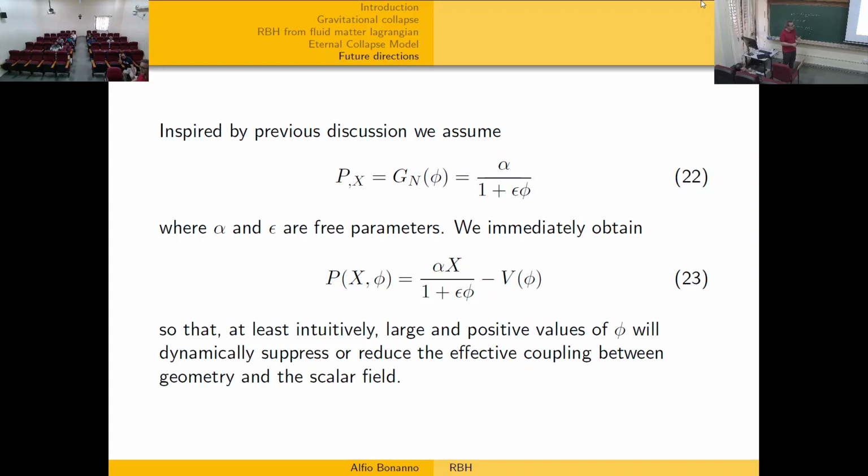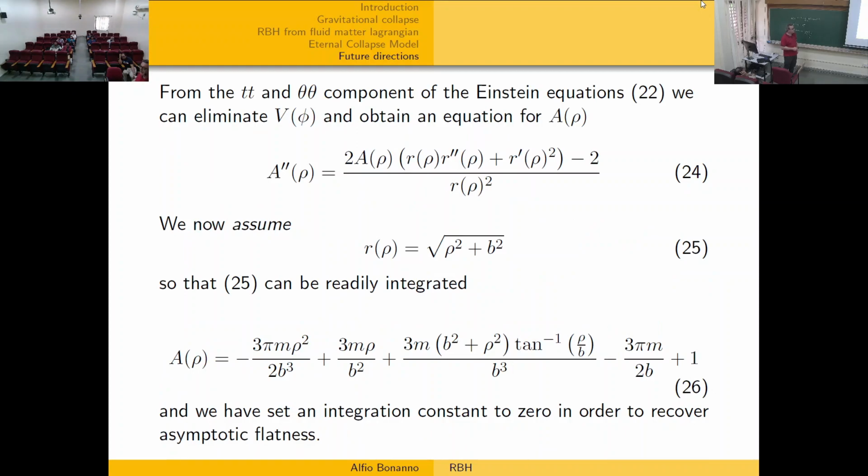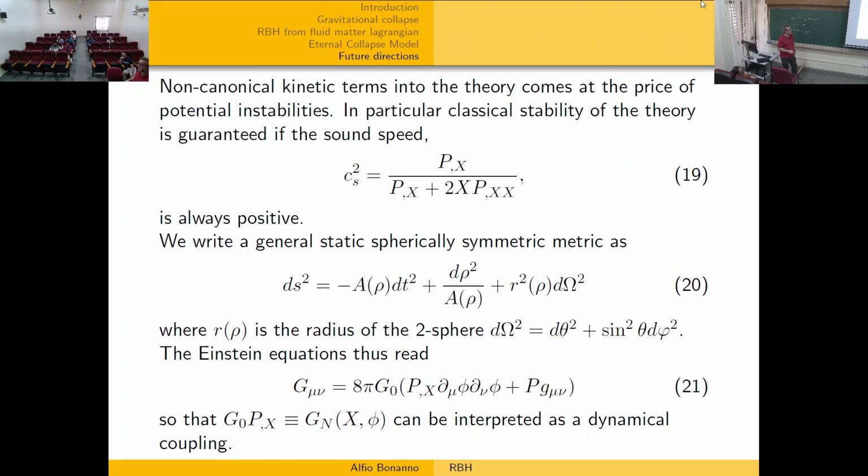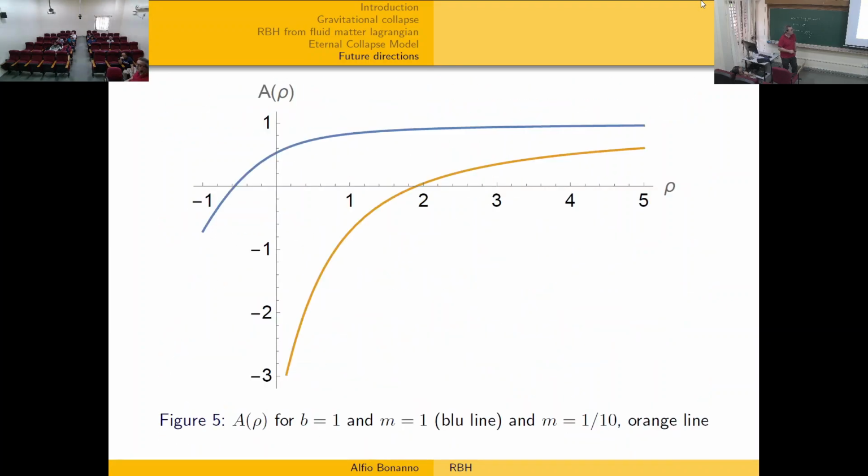So the question is, I want to reconstruct, I'm doing reverse engineering. I ask myself, if I do this thing, is there any potential here which is physically sensible, which makes some sense? So I write R in this way, and then I can integrate this equation, and this is the solution. And A as a function of rho is given by this quantity, and you can see that you can have horizons in this case, because when A as a function of rho is 0, you have a horizon.